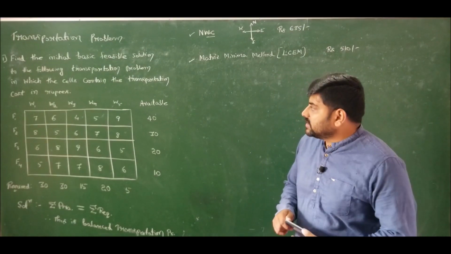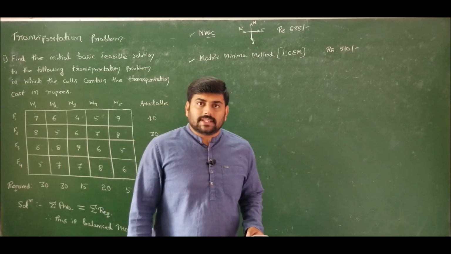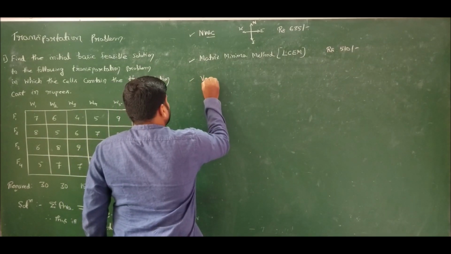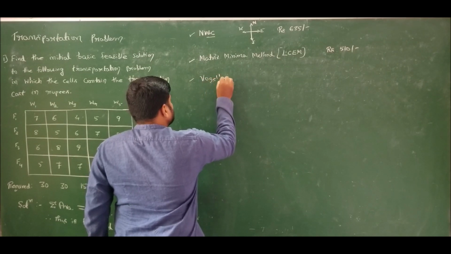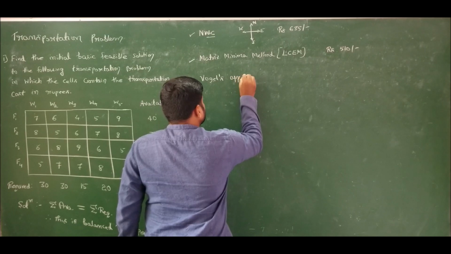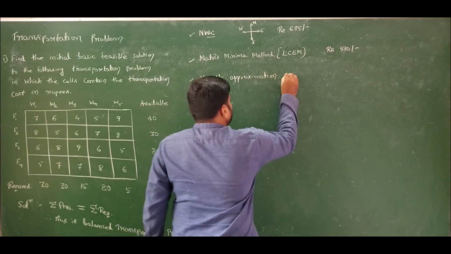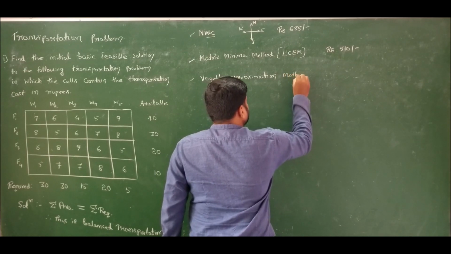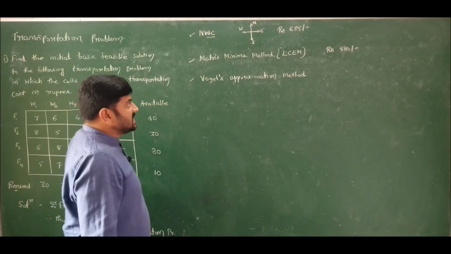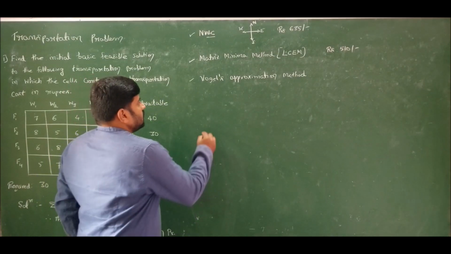Now moving ahead for the final initial basic feasible solution technique, that is Vogel's approximation method, or least cost penalty method. It is also called as Vogel's approximation method.